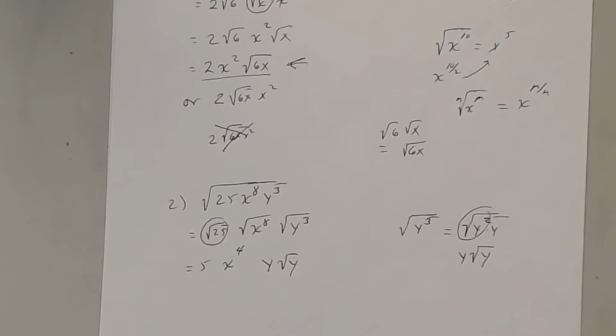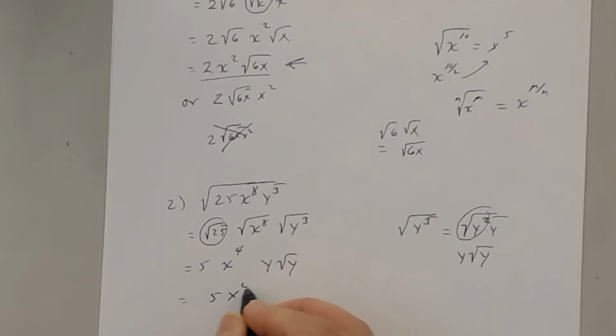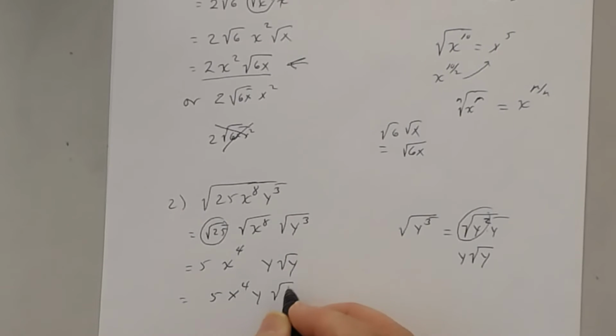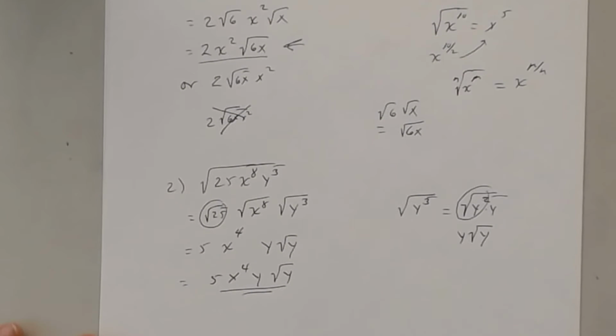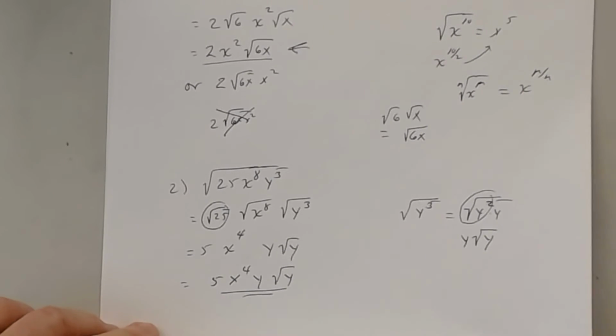And notice there's only one factor that's a square root. It's already the end. So I just say the answer is 5 x to the 4th y times the square root of y. Okay? All right, number 3.